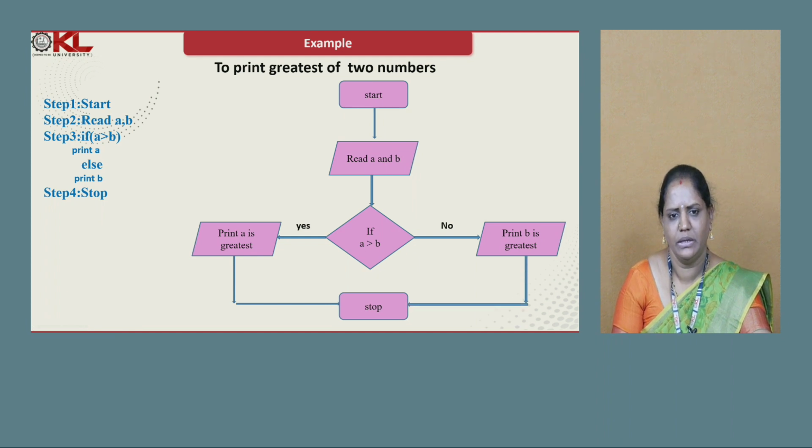So wherever the control may go, either true or false, or yes or no direction, at the end it will come to the stop. So this logic comes under selection statements. Here which statement is executed, whether printing A as greater or printing B as greater, is based on this condition, and this decision making is represented by using a rhombus symbol in the flowchart.